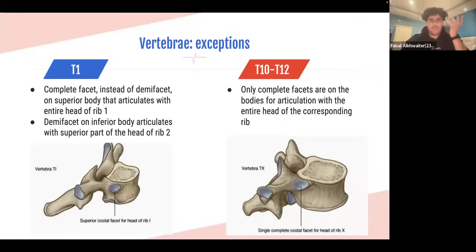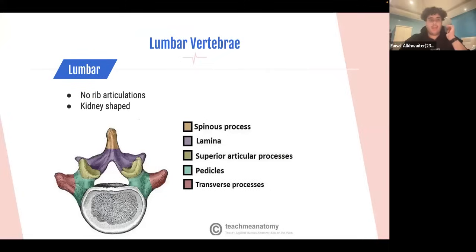Okay, so we've got some exceptions. Usually T1 has only one complete facet. There is no demifacet because you only have one rib that's attaching to it. And also in T10 to T12, you also have one complete facet because of the position of the ribs.